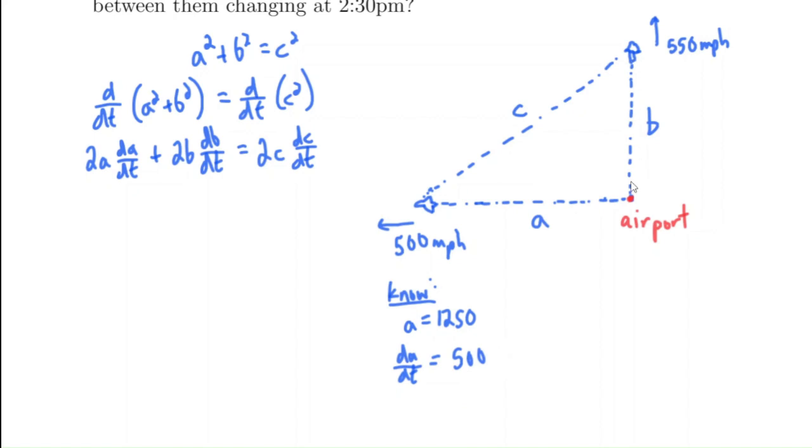Okay, now what about B? Remember, this one goes over the airport at 1 o'clock, and then we're wondering, at 2:30, how far has it gone?